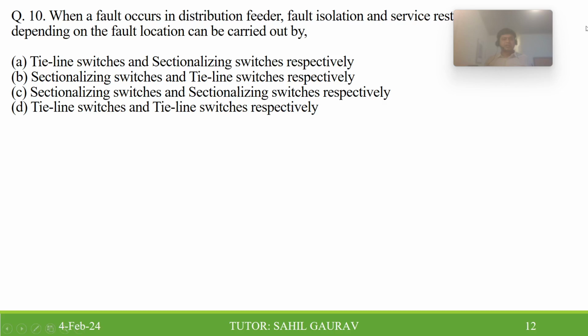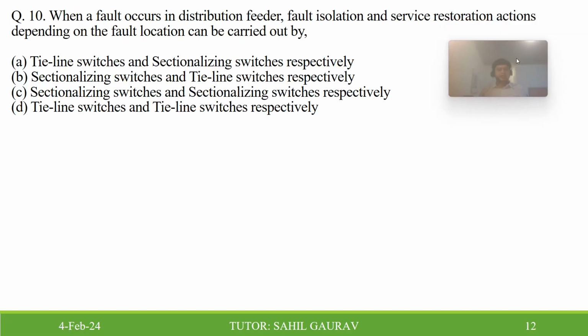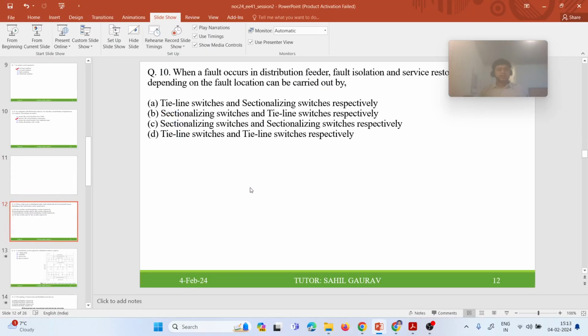So this is somehow related to the previous problem. When a fault occurs in a distribution feeder, fault isolation and service restoration, depending on the fault location, can be carried out by... and the options are given here. So what do you think? What should be the correct option?